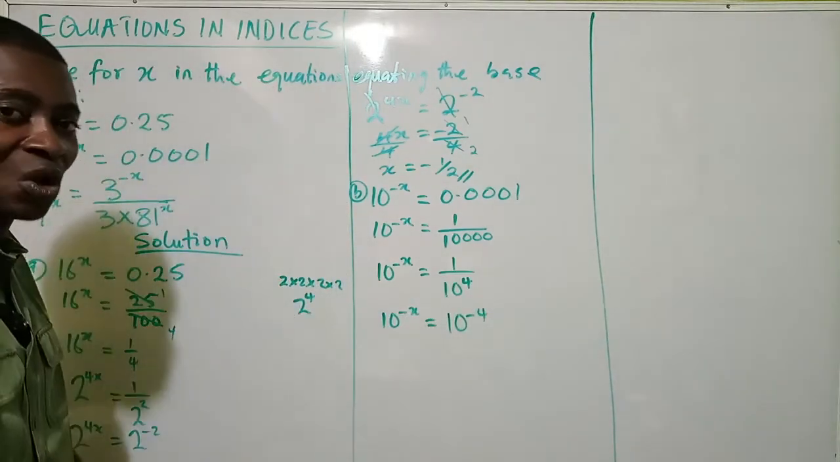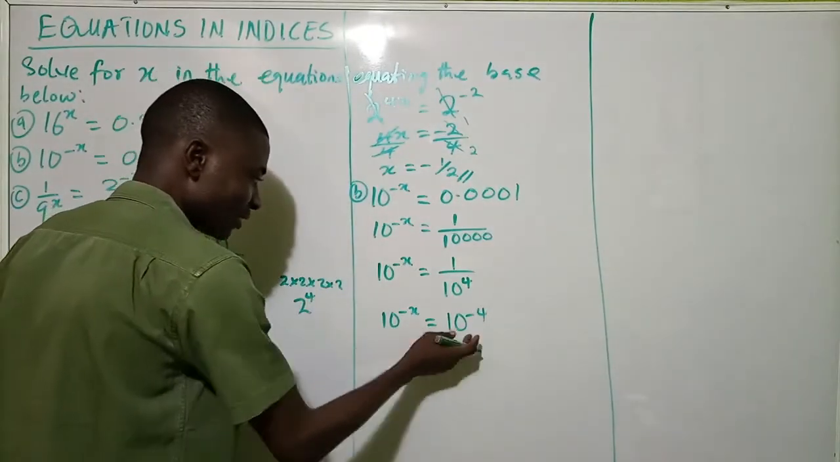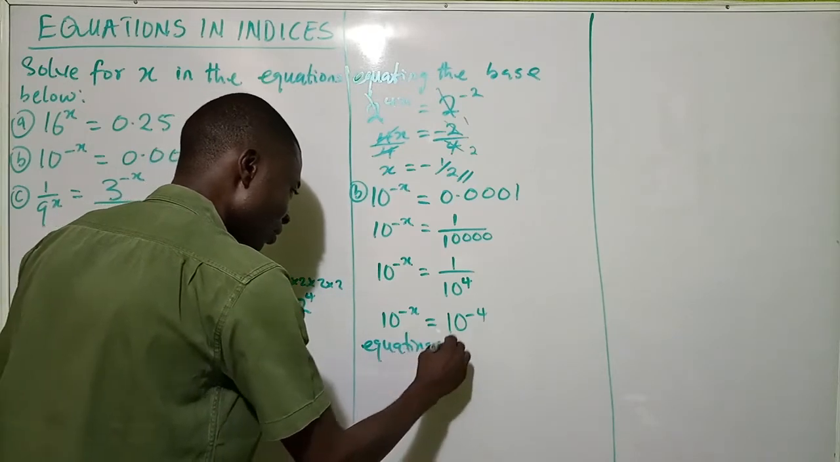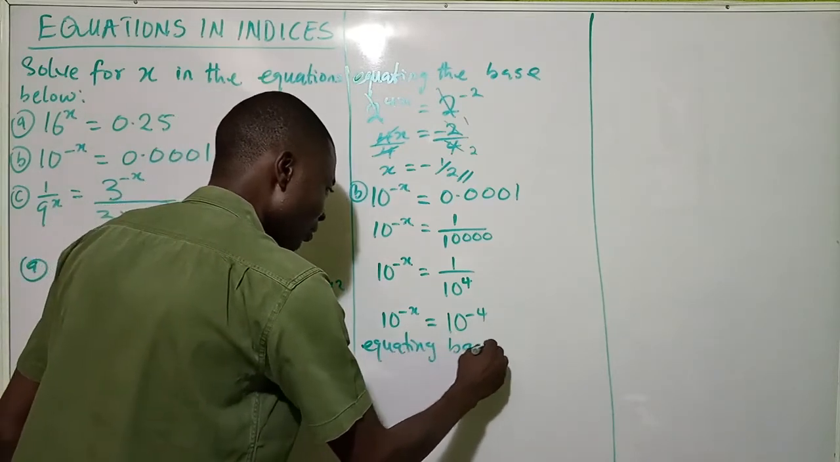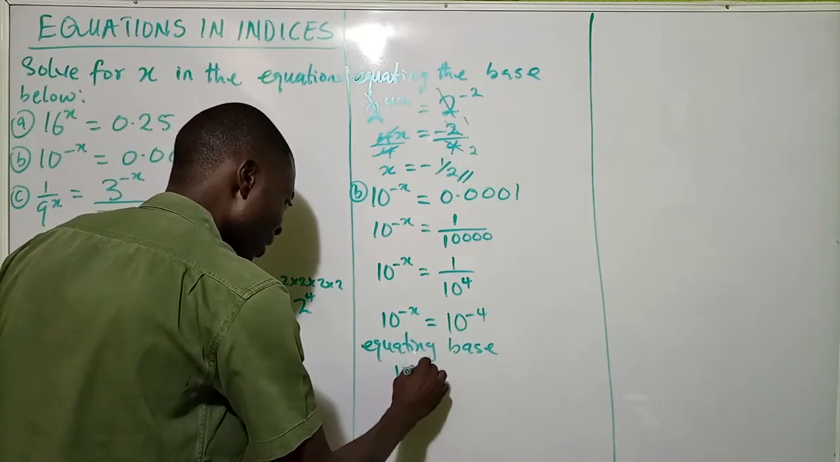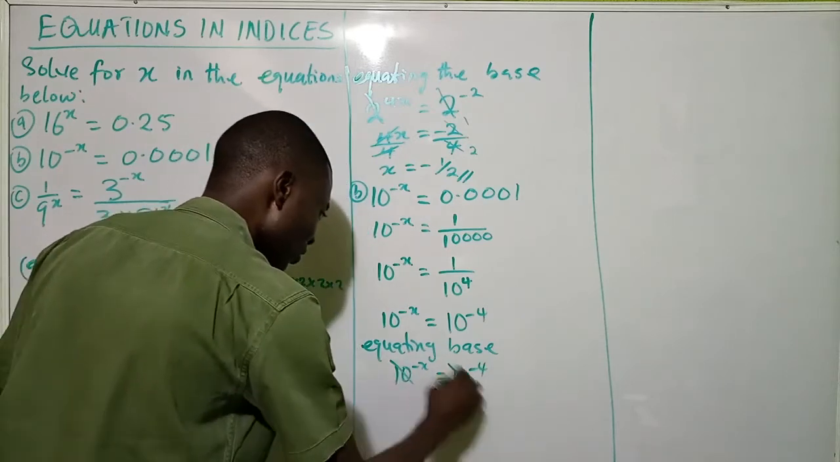Negative index law again. That's what you're applying here. So all I do here, look at their base, they are the same. So I'll say equating the base now, equating the base, I go what? 10 raised to the power of minus x equals 10 raised to the power of what? Minus 4.